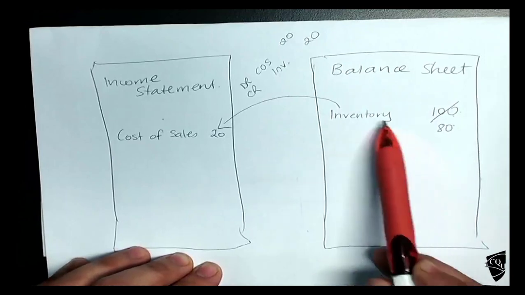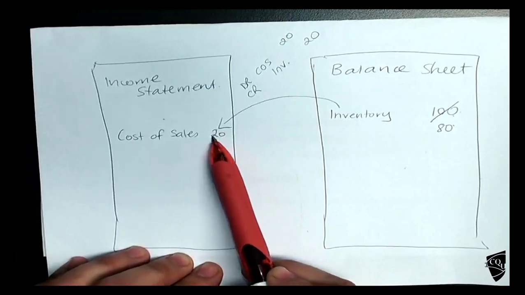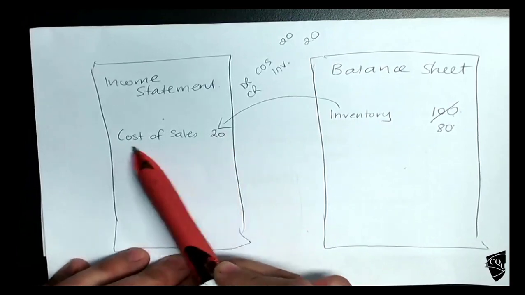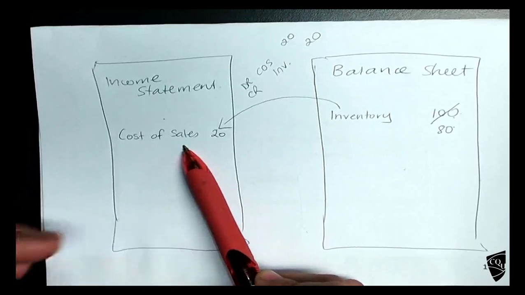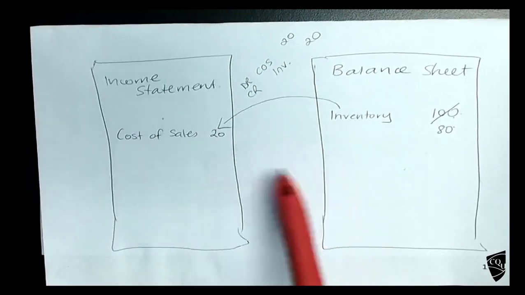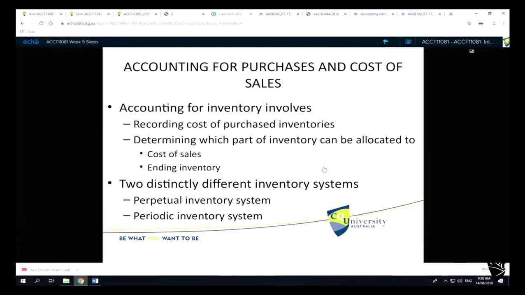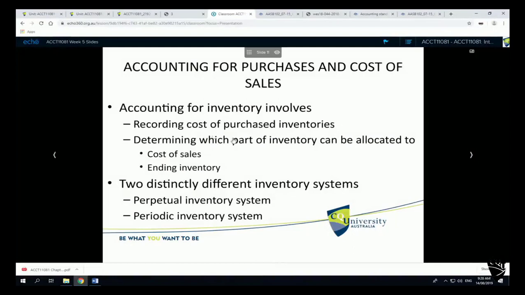We can also see on our income statement or our profit and loss statement how much inventory we have sold through this expense item called cost of sales or cost of goods sold. Okay, now there are a number of methods and systems which we can use to account for our inventory. So flicking back to our slide, diagrammatically, this is what I've just gone through, this first dot point. There are two distinctly different systems.